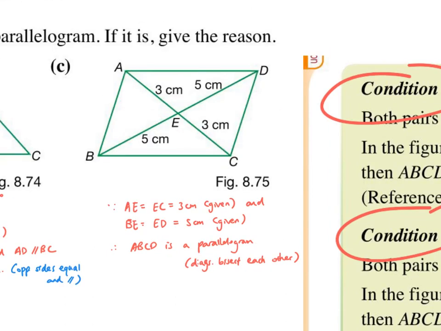Okay, and now I give you the presentation for part C as well. This is really easy, so you can look for it yourself. We just need to write out the given conditions, which means AE equals EC and BE equals ED, with the word given here. And then you draw the conclusion. Diagonals bisect each other is the reason for that.